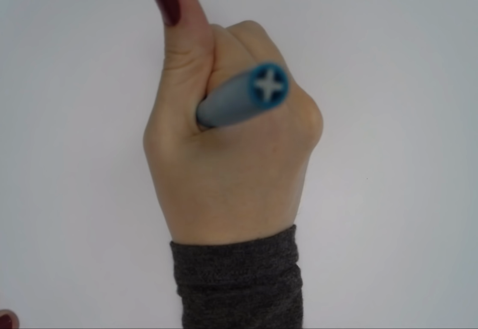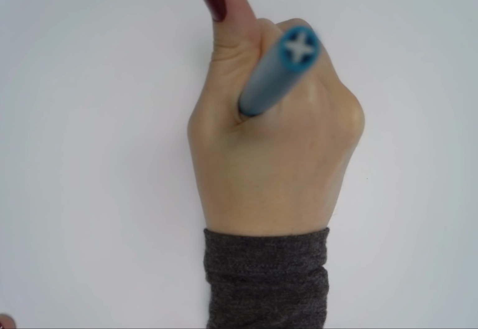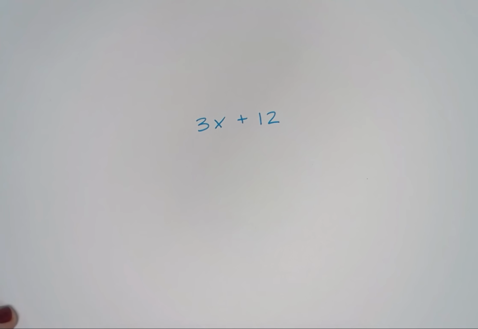Okay, so we're going to start on page 292 in your textbook, and we're going to start by looking at example 1. Now, example 1 is talking about how to factor expressions. So I'm just going to look at the expression that they gave us, which is 3x plus 12. Now, all that factoring is, it's just the opposite of the distributive property.